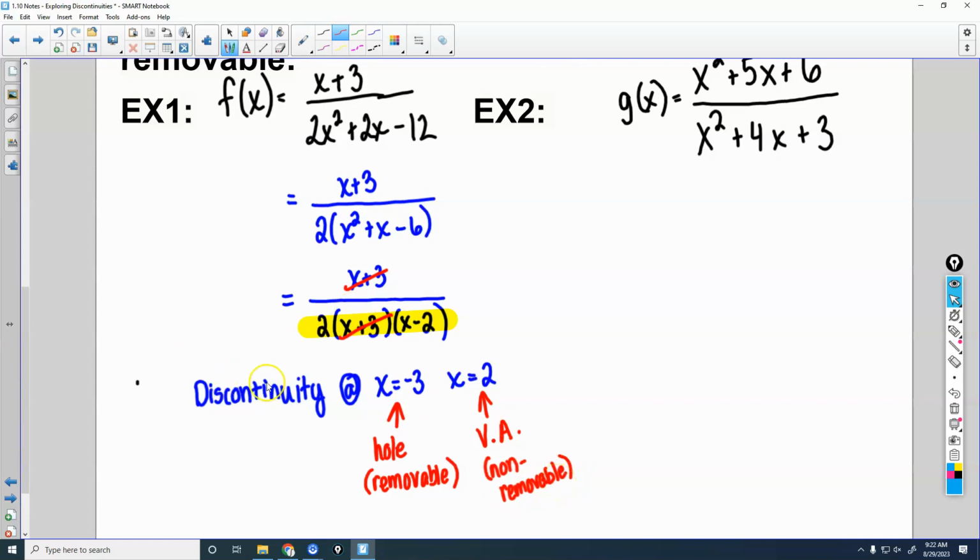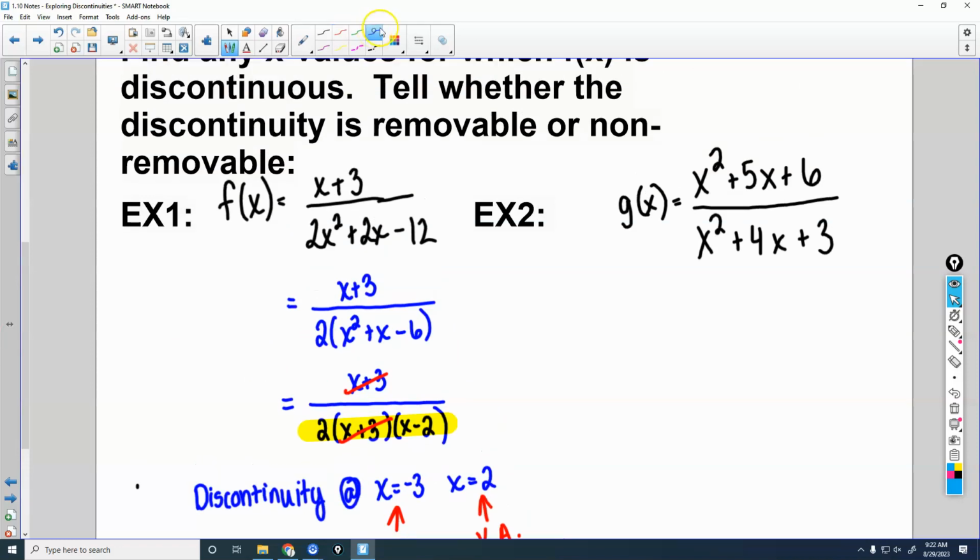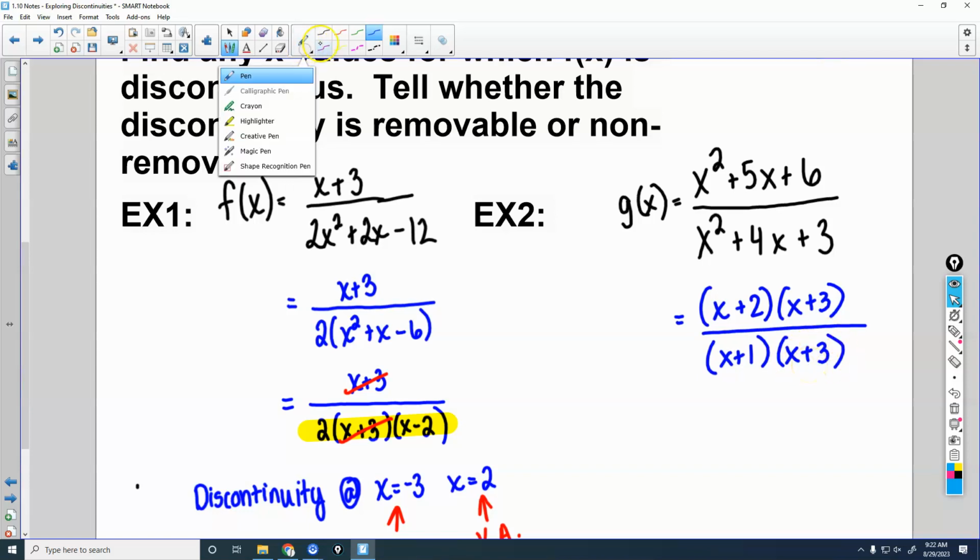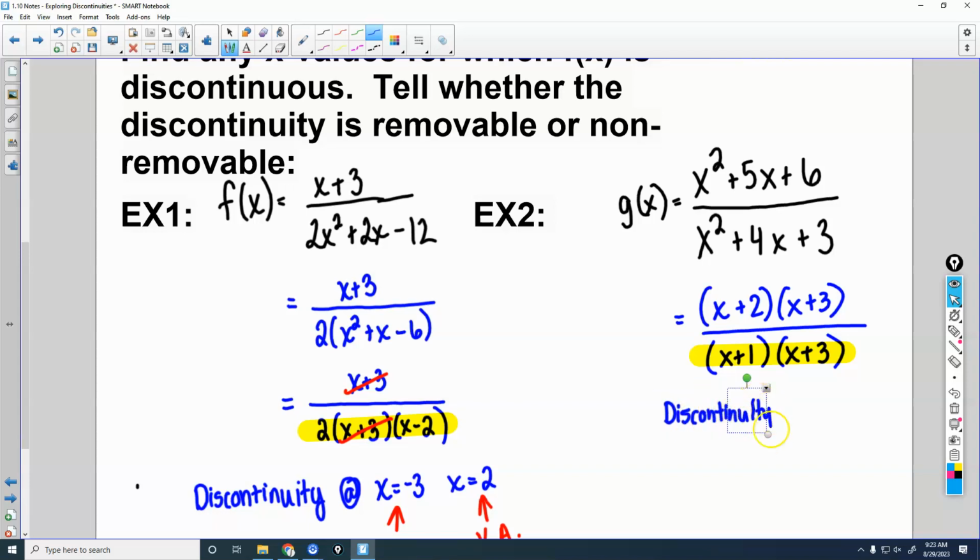Everybody good there? All right, let's look at the second one. We need to factor that. We would have x plus 2, x plus 3 on the top, and x plus 1, x plus 3 on the bottom. So, remember, for discontinuities, you are looking at the bottom and the bottom only. Okay? So my discontinuities are going to be at x equals -1 and x equals -3.